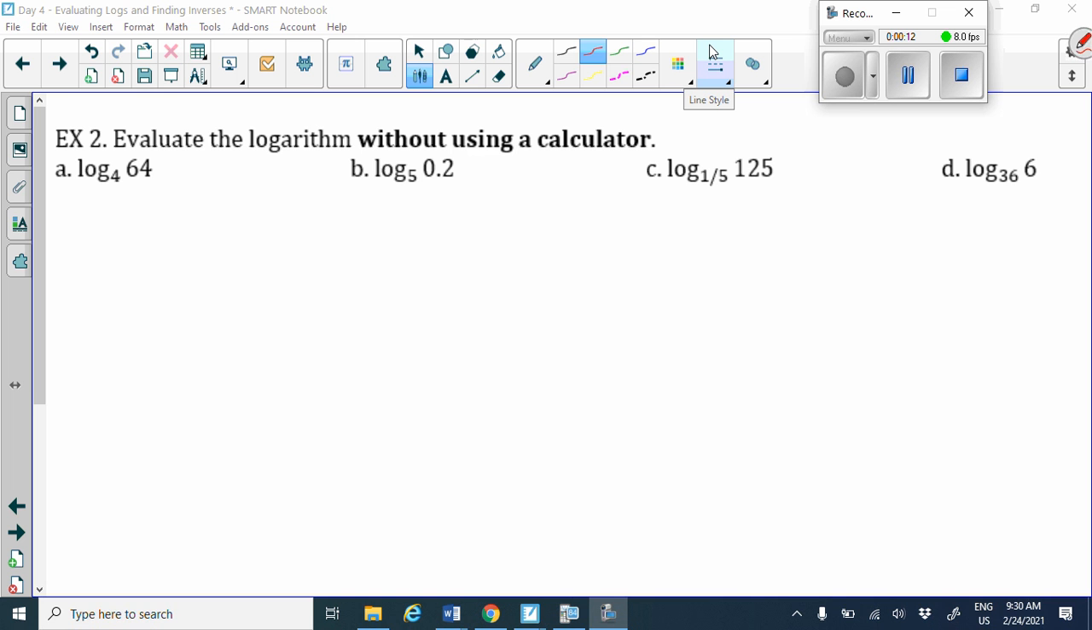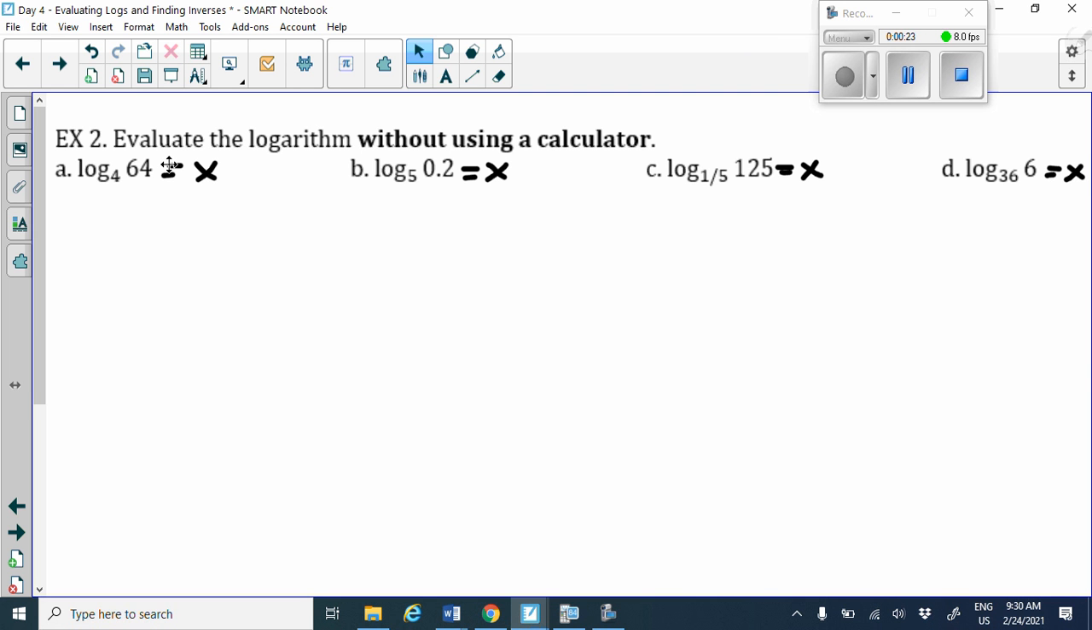Now for all of these, what we're going to do is set them all equal to x. Okay, so go ahead and do that for all of these problems. We need to make sure that they're all set equal to x. Okay, the next thing is we need to change all of these into exponential form.